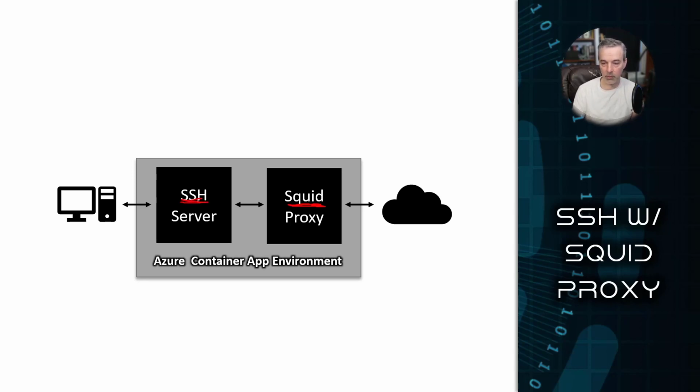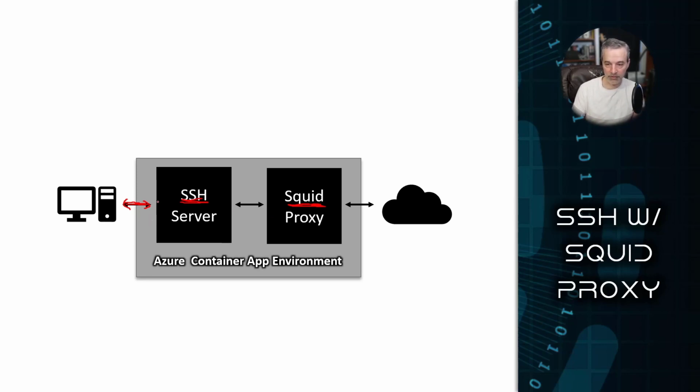Now, the reason that we still want to use the SSH server is so that the traffic from the device into the container app environment is encrypted. And so the HTTP traffic is still going to be very secure using this. And so you still get that point of presence. You can proxy things publicly, but it's not going to be as secure as using something like an SSH server in the mix.